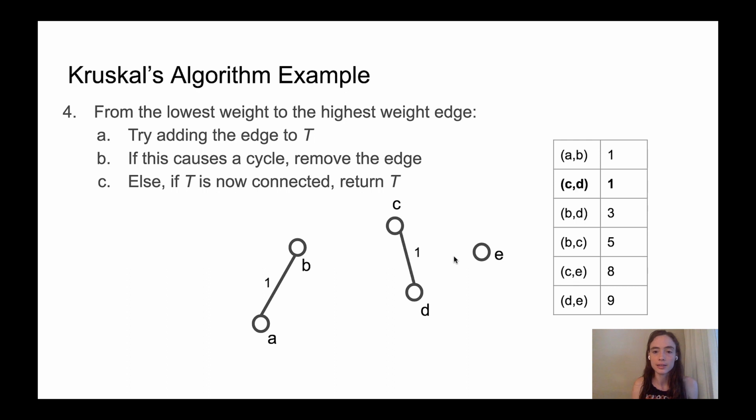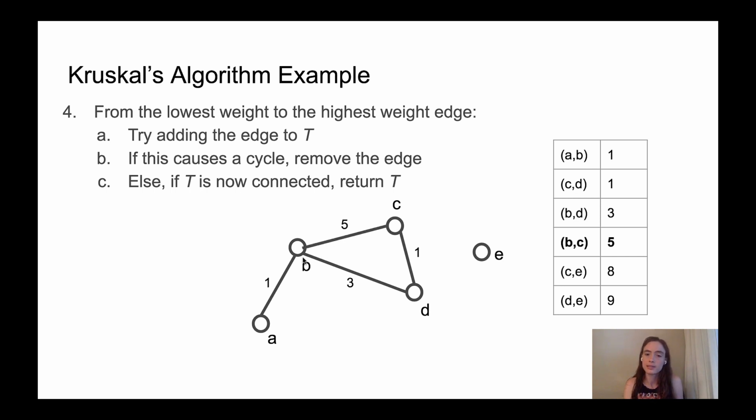So we try to add the next edge. So we'll add C, D next. So we again check for cycles. We don't see any cycles here. We check whether the graph is connected. Still not connected. We have 3 separate components. So we try adding the next edge. Again, we check if this causes a cycle, which it doesn't. We check whether it's connected, which it's not because E still is not part of the graph here. So we move on to the next edge.